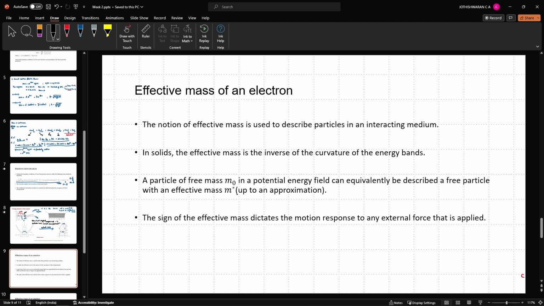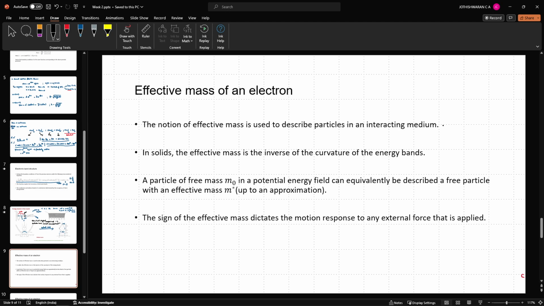That is all that we are trying to do when we are studying the concept of effective mass. And this is not an exact representation. This is not to mean that in all cases the particle will behave like a free particle of mass m star. No, only up to a certain approximation. And the effective mass can of course be positive or negative. So again, going back to the buoyancy example.